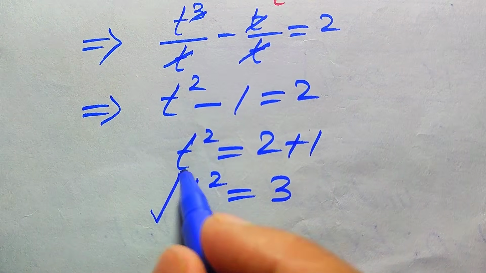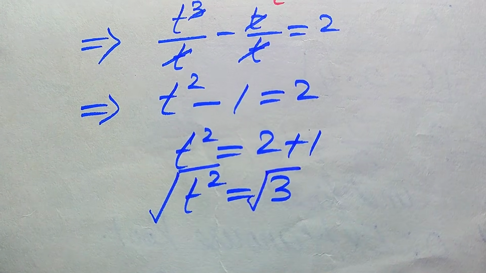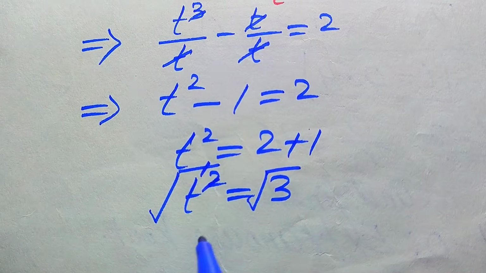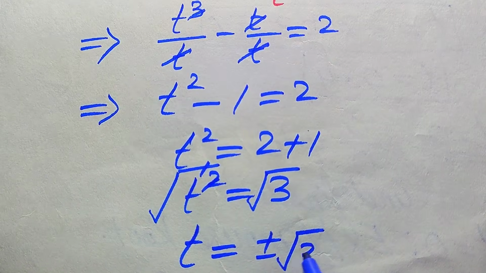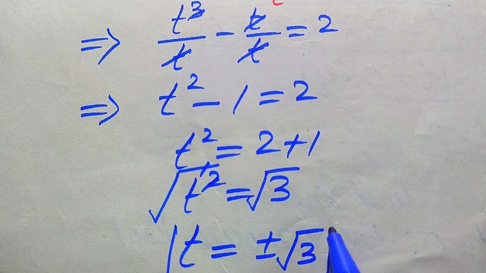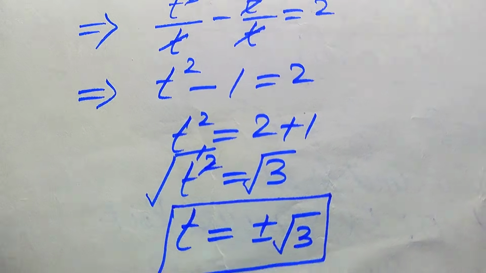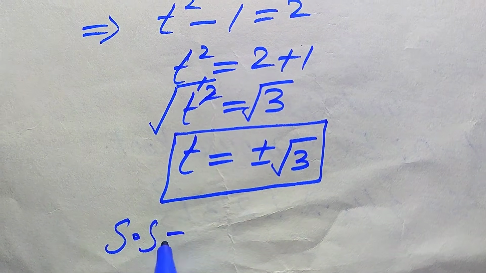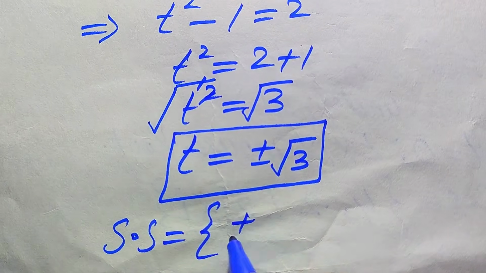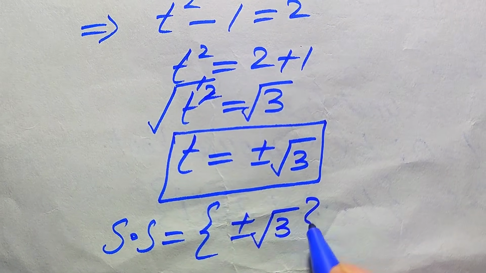So for the values of t, we apply square root on both sides. So this 2 and this square root are gone, and we get t is equals to plus minus square root of 3. So these are the two roots which we get here in the second method, but in the first method we already verified that both of these two roots satisfy our given question statement. And finally we have the solution set of this problem is plus minus square root of 3.